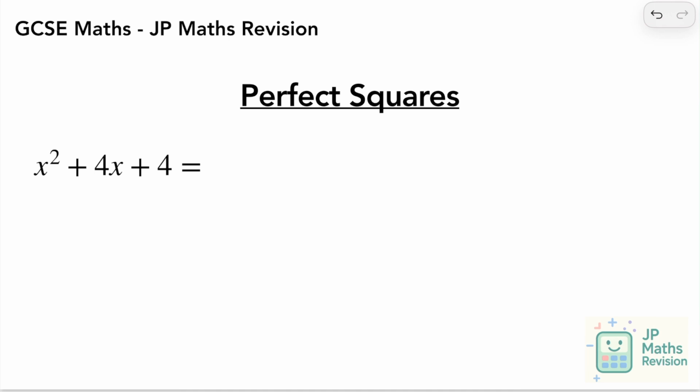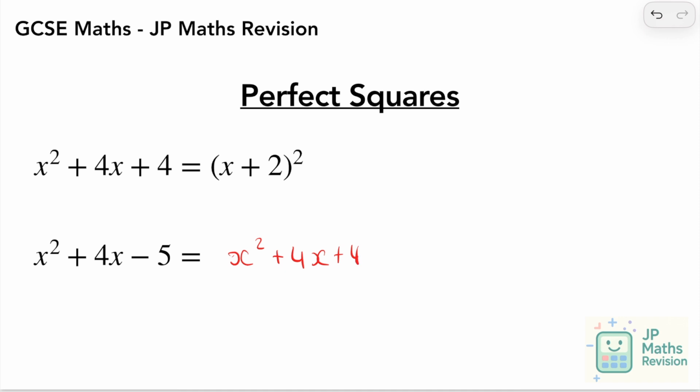So this one here, if I factorize this, we think of two numbers that multiply to make 4 and add to make 4. So we're going to have 2 and 2. So factorizing this, we have x plus 2 all squared. So if we have x squared plus 4x minus 5, well, this is the same as x squared plus 4x plus 4, but to get from 4 to minus 5, we need to subtract 9, okay? So this one is going to be x plus 2 squared and then minus 9.